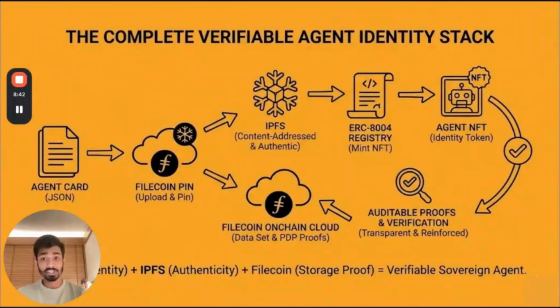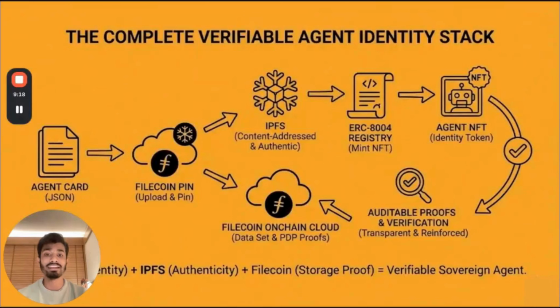So that's the complete picture. You started with the JSON file describing your agent. That file got uploaded to Filecoin Pin, which made it accessible to IPFS while creating a dataset on Filecoin on-chain cloud with ongoing proof obligations. And then you registered on the ERC-8004 identity registry, minting an NFT that points to your agent card's IPFS location. And now storage providers are continuously proving that they hold your data with proofs that can be verified on chain, where anyone can audit them.